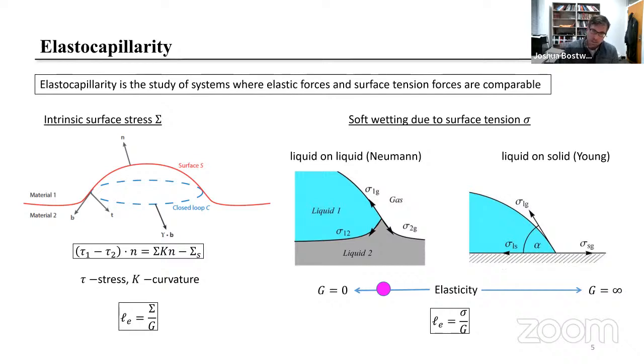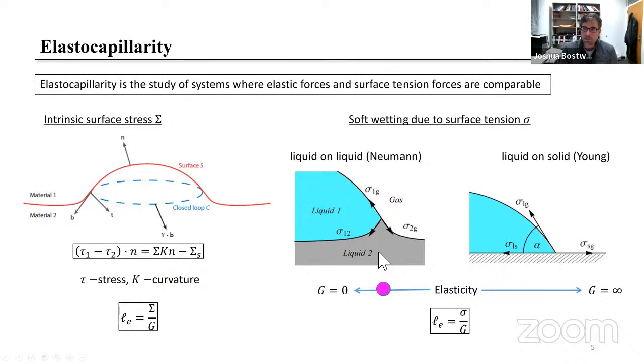The second case where people study elastocapillarity is what I would refer to as soft wetting. For example, if you place a drop of liquid on a deformable substrate, if that substrate is soft, it will deform the three-phase contact line as shown here. This is called the Neumann's triangle, and here you have a balance between the three surface tension forces: that of the liquid-gas phase, that of the liquid 2-gas phase, and that of liquid 1 and liquid 2. So for a material that has zero elasticity, the forces must balance in all directions.